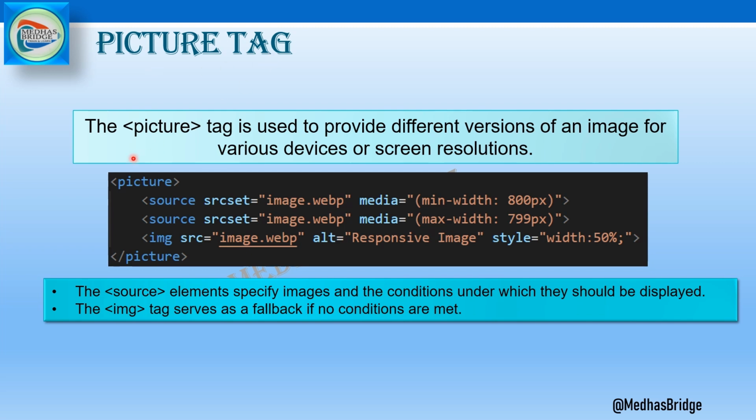Picture tag. The picture tag is used to provide different versions of an image for various devices or screen resolutions. This is a very good one. Here is the syntax: picture, source, and then img. The source element specifies the image and the conditions under which it should be displayed.